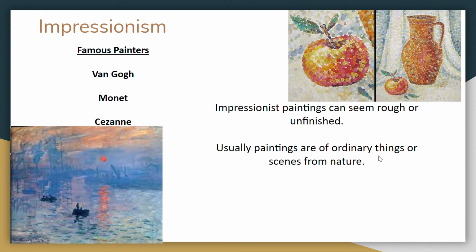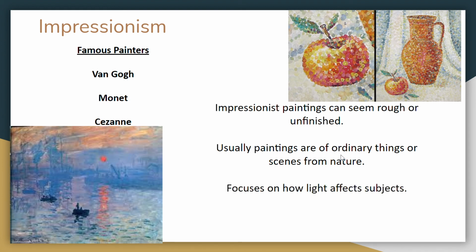Usually, paintings are of ordinary things or scenes of nature. So realism, we saw that often they paint people, but Impressionism often paints nature or these still life. Remember, nature is landscape, and this is a still life. So just normal ordinary things in your house or at school, or, of nature, a pretty mountain or forest.